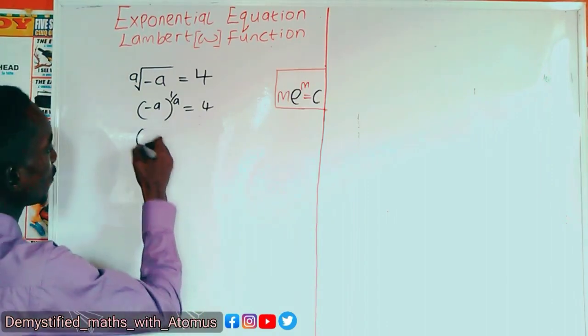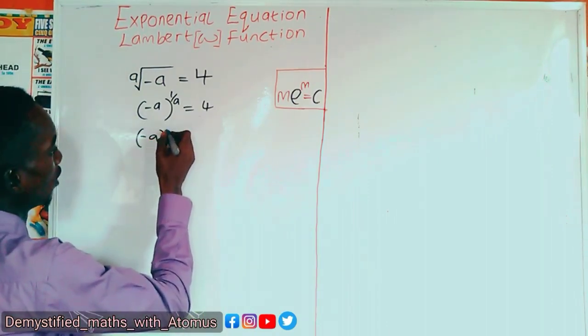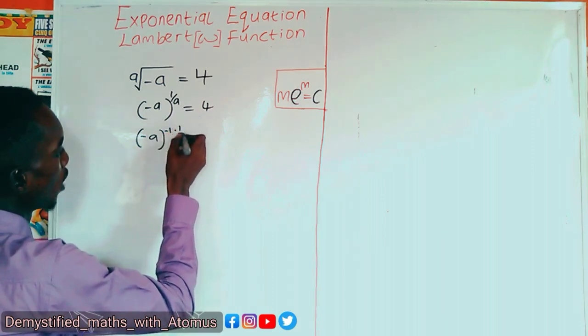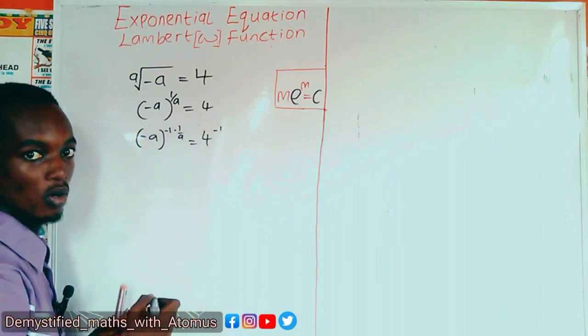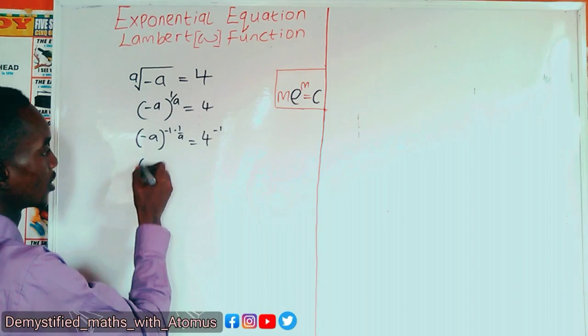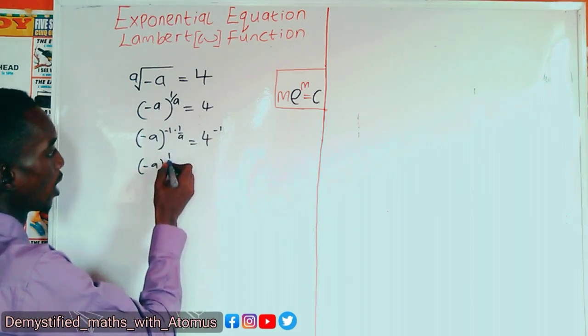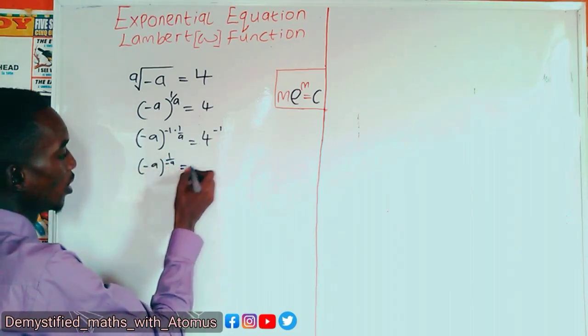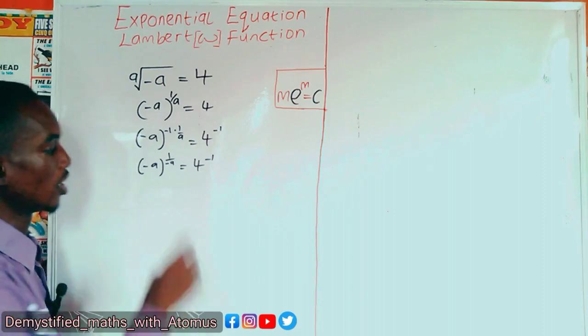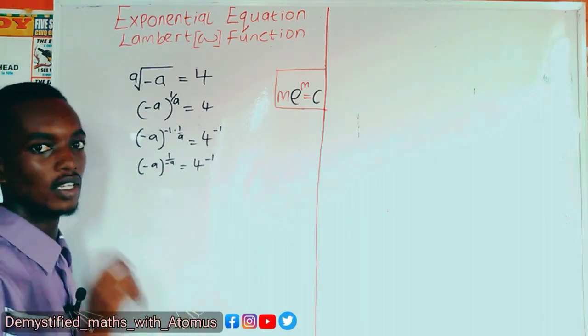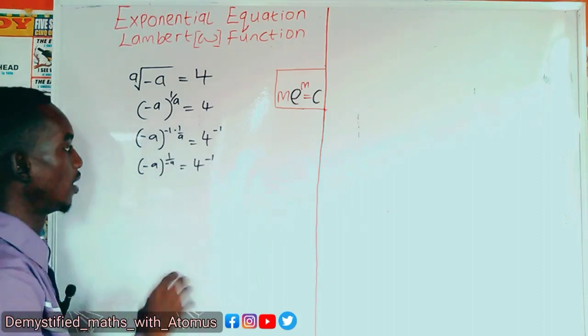So we have negative a raised to power negative 1 times 1 over a equals 4 raised to power negative 1. Okay, so we can write this as negative a raised to power 1 over negative a equals 4 raised to power negative 1. Now we are making progress. a is negative, a is negative. Yes, these are the stuff we like to see.